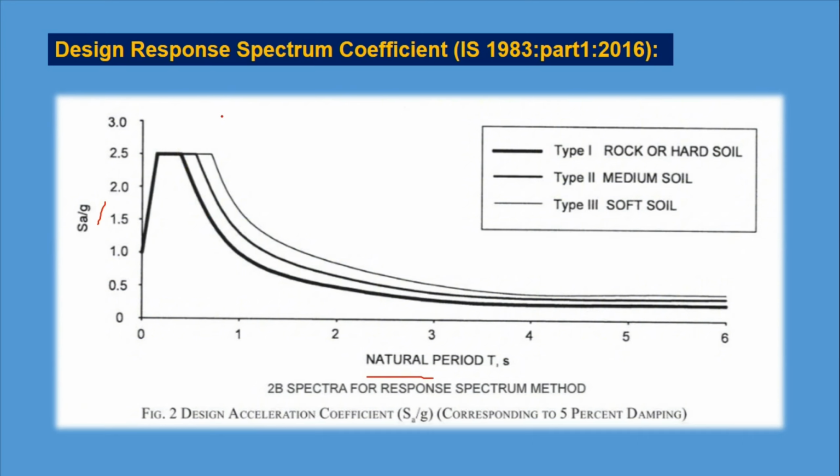Response spectrum coefficient is just spectral acceleration divided by acceleration due to gravity. We can easily find spectral acceleration by taking this coefficient for a particular time period and multiplying it by 9.8. As we can see, this is for 5% damping, and we can use this curve to design structures that can resist earthquakes.